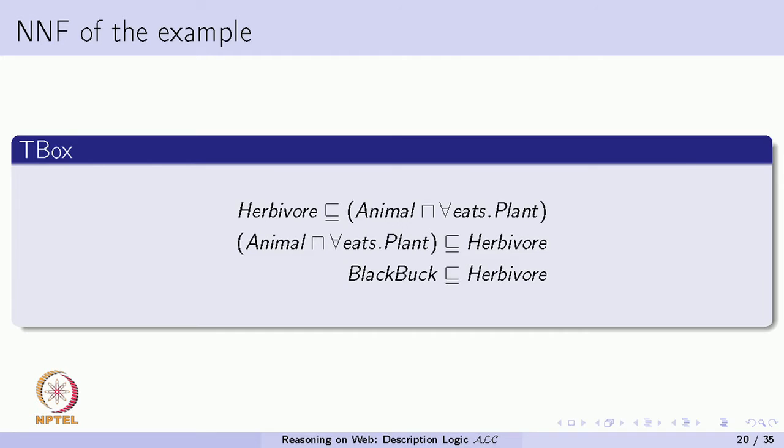So, this is a T box. Remember, T box is a terminology box where you only talk about the concepts, you do not talk about individuals. So, there are two concepts here. Herbivores are animals who are plant eaters, animals who are plant eaters are herbivores. So, we have broken the equivalence into two subsumption relationships, and black bucks are herbivores essentially.